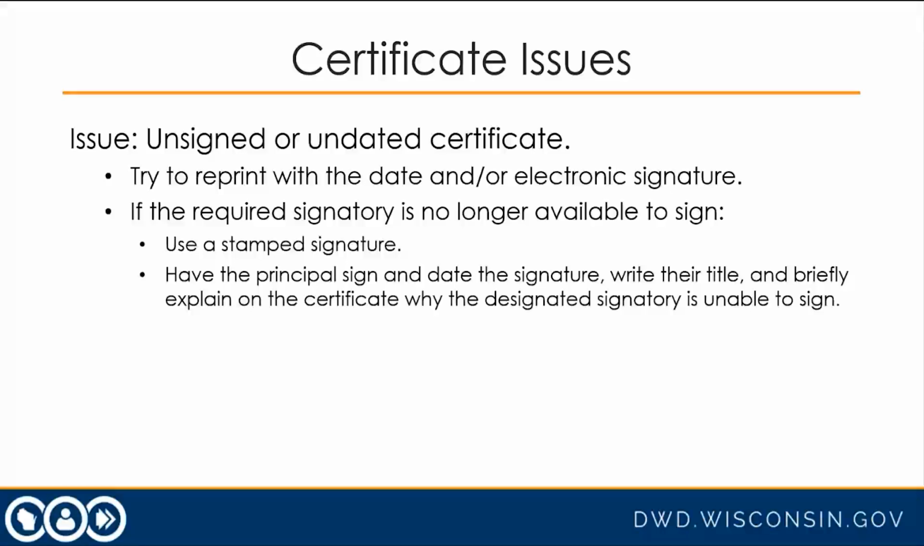If the required signatory is unavailable for signing, do one of the following. You can use a stamped signature or have the principal sign and date their signature, write on their title, and briefly explain on the certificate why the designated signatory is unable to sign. All of this can be handwritten.